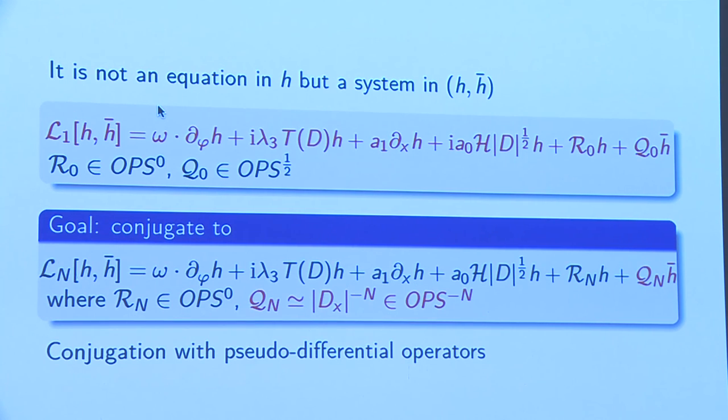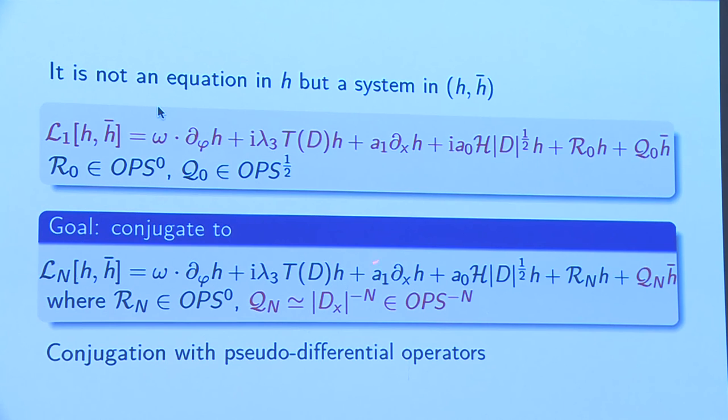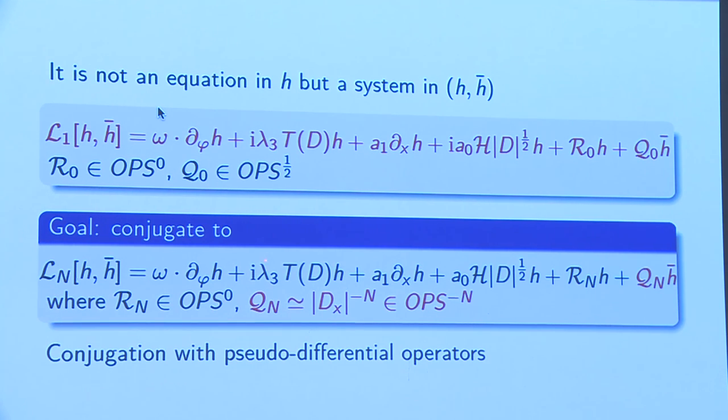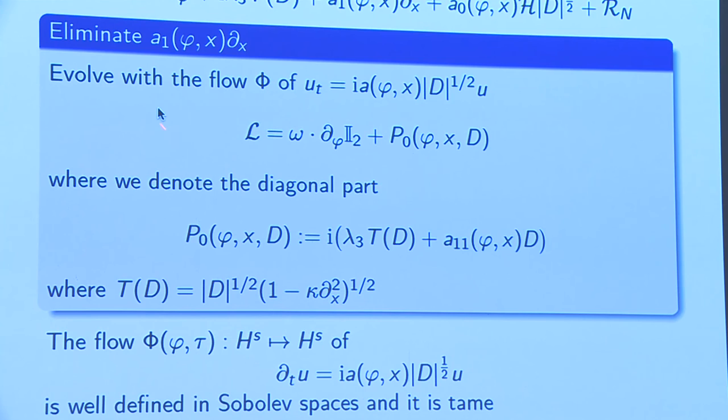The next goal is to symmetrize, at least up to smoothing operators, so to eliminate the off-diagonal terms which act on the component H bar, pushing them to very negative order, so symmetrization up to very smoothing operators, so that the new system will be constant coefficient, still with variable coefficients on the terms which act on H, the diagonal ones, but then the off-diagonal terms in H bar become extremely smoothing. I will say something later. And then the next goal: at first order there are still variable coefficients.